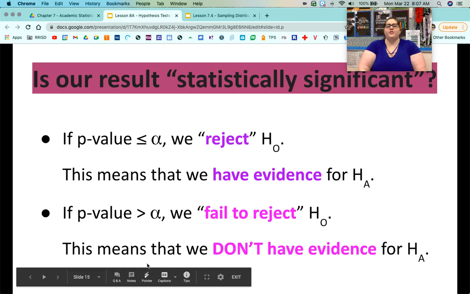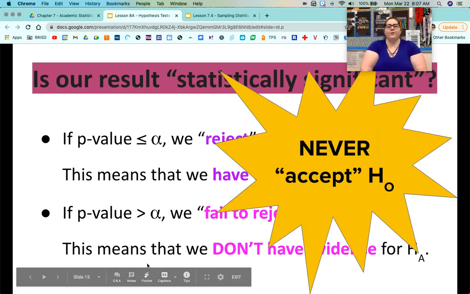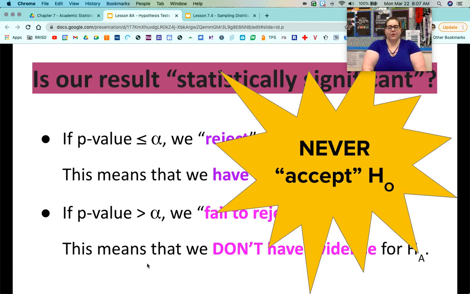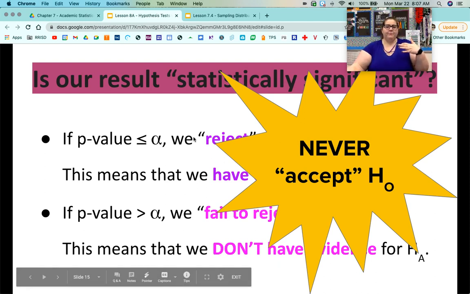Basically, this means that we don't have evidence for our alternate. And again, we never want to say something like we accept the null or this means the null is true. Remember, our hypothesis test is not really testing, do we have evidence that the null is true? We're testing, do we have evidence that the alternate is true? So it's kind of like innocent until proven guilty, right?